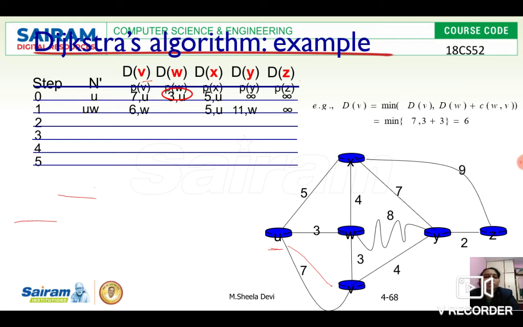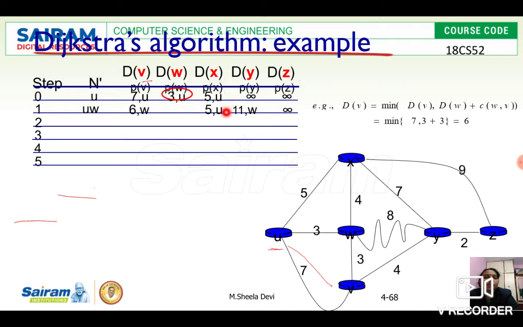Why this W? Because this is the previous node to reach V. Through W only we are reaching V from U. So from U to W, then W to V, the cost is 6. So 6 is updated. Then what is the next node? W. Since W is added, we cannot go with this.